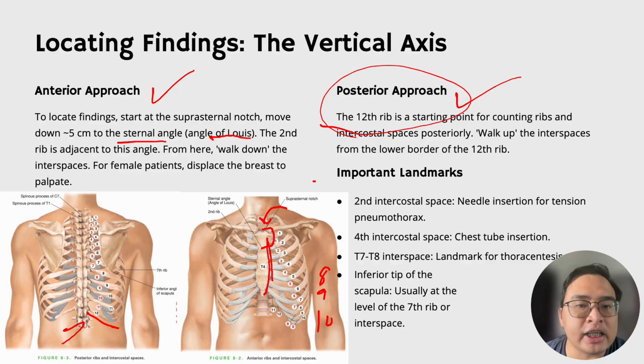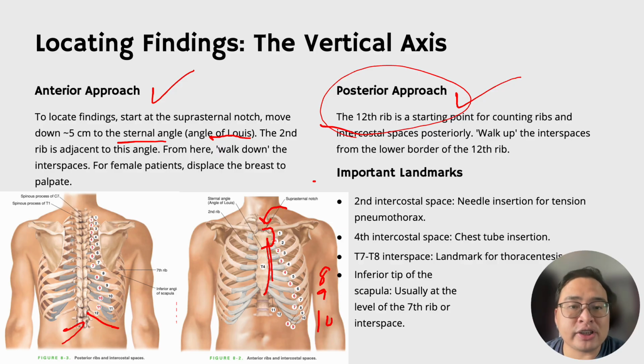And okay, so there are important landmarks that we have to remember because these have clinical relevance. So for example, the second intercostal space is the needle insertion point for tension pneumothorax. So for example, a patient involved in an accident, and then there's a flailing chest. So there's a ball valve effect causing the air to be trapped inside. In order to relieve that pressure, for the patient to be able to breathe, you need to insert a needle at the second intercostal space. Remember, it's below the rib that articulates at the sternal angle of Louis.